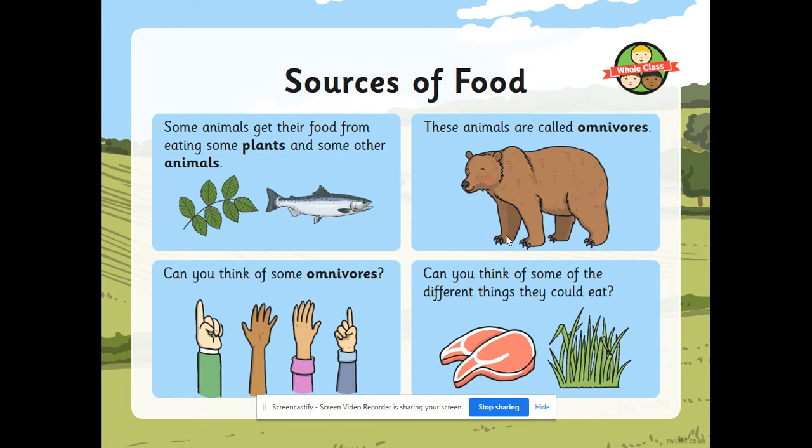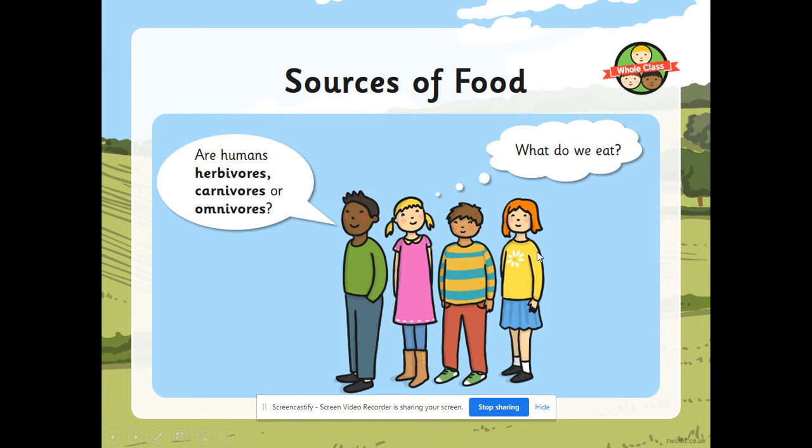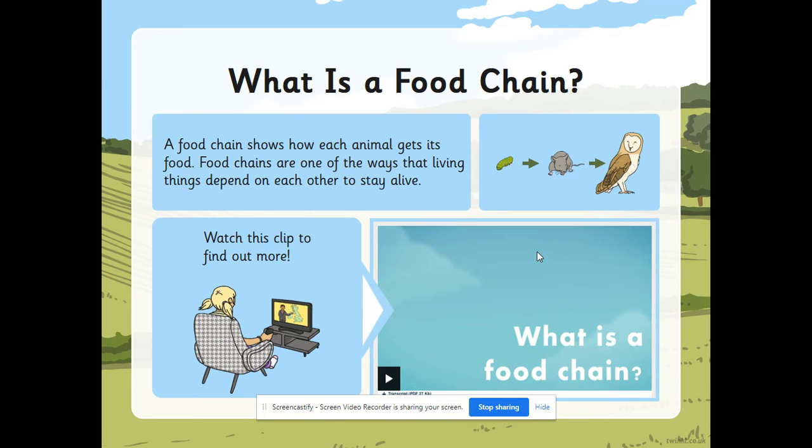Some animals get their food from eating plants and some other animals. These animals are called omnivores. Oh, I think I'm an omnivore too because I like both of these. These animals are omnivores and these are the things we might eat. Are humans herbivores, carnivores, or omnivores? Well, what do we eat? We eat a mix, don't we?